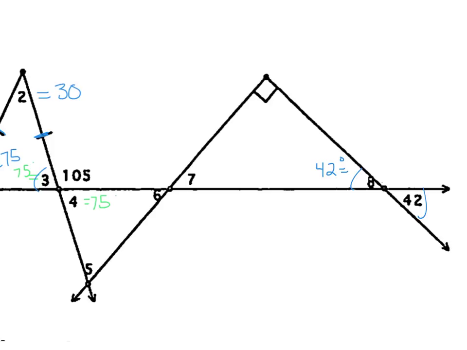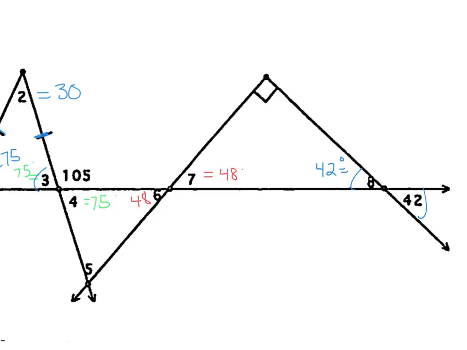Then I see that I have a right triangle, so I have two angles. I could find the missing one, or if you remember from earlier in the chapter, the two acute angles in any right triangle are always going to be complementary. They're going to add up to 90. So angle 7 is 48 degrees, okay? Because 48 plus 42 is 90. If 7 is 48, then 6 is 48.